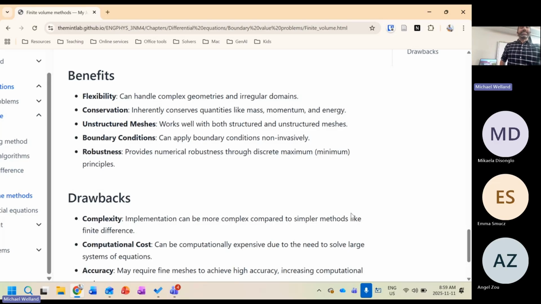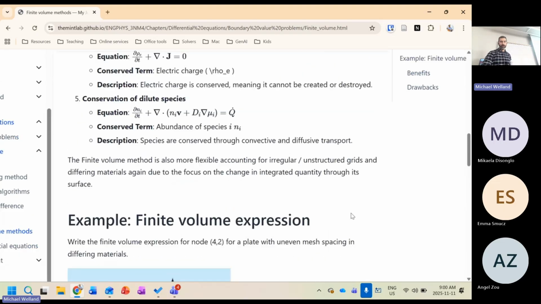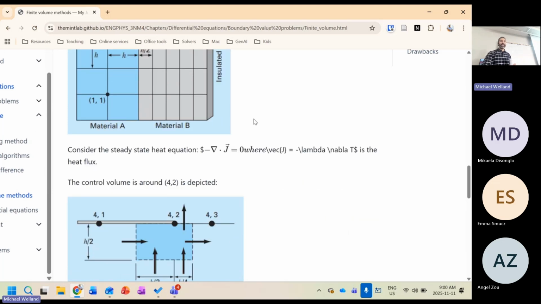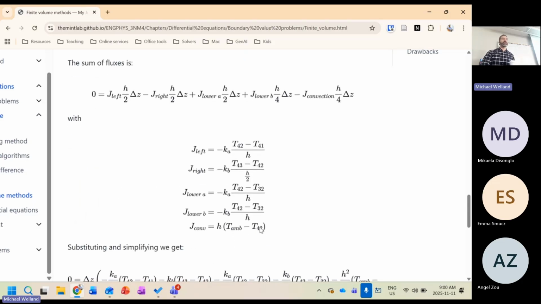One of the big benefits is that it inherently conserves quantities, right? So all of your mass transport, your energy, your momentum, everything like that, it's specifically designed for that. Boundary conditions are applied non-invasively. What that means is that over here, your convective heat loss is only dependent on that temperature, T42, and the T ambient.